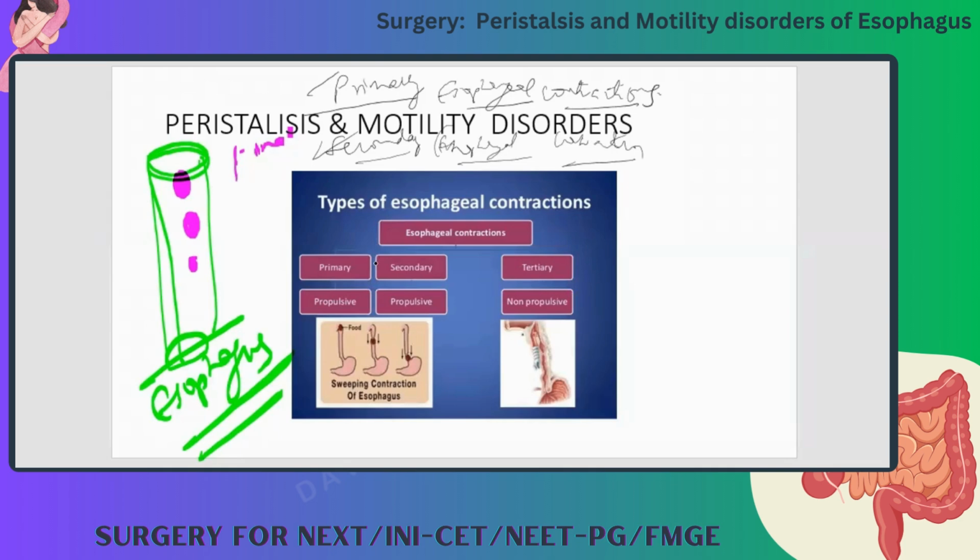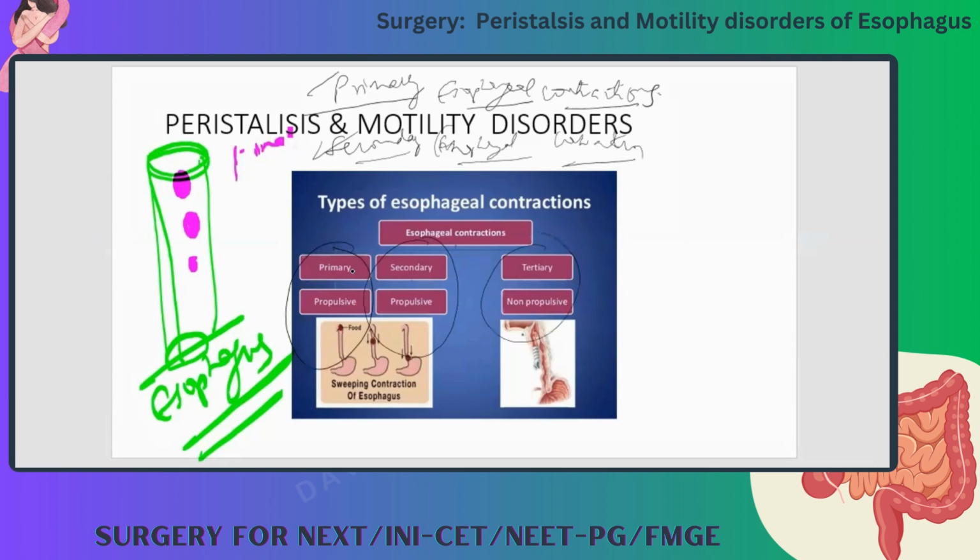So just remember this: primary is propulsive, secondary is propulsive, tertiary is non-propulsive. Primary is the first contact. Once you take food inside, when you eat something, your primary propulsive contractions will start and send the food down. If some bits and pieces are left, then secondary propulsive contractions will start. That is the second part.